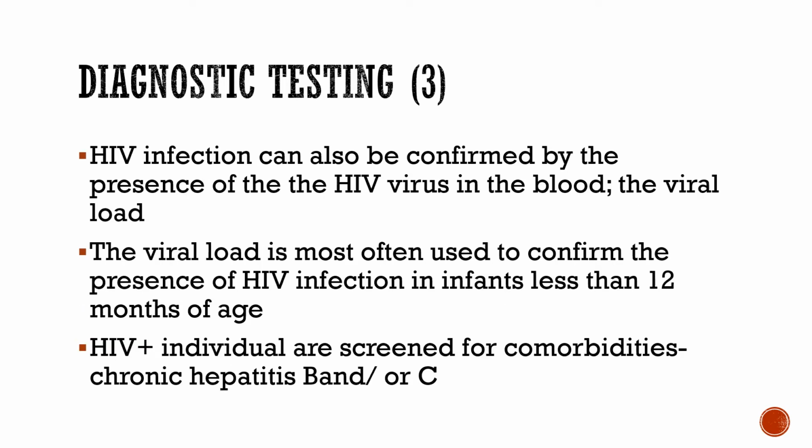HIV infection can also be confirmed by the presence of the HIV virus in the blood. So we then are looking at the viral load, because remember, when the viral load is high, that CD4 count is going to be low. They are opposite. The viral load is most often used to confirm the presence of HIV infection in infants that are less than 12 months of age. So we are going to use the Western blot to confirm for over 12 months of age. But for younger than 12 months of age, we are going to be looking at the viral load.